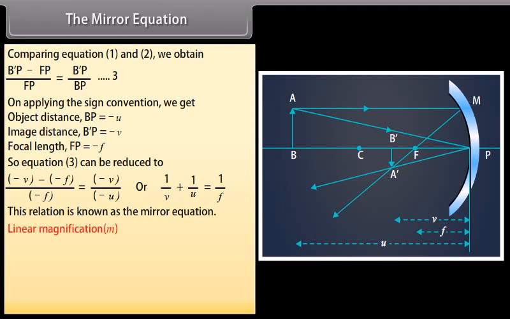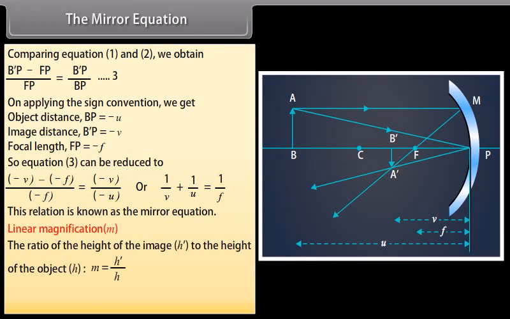Linear magnification, m. The ratio of the height of the image, h', to the height of the object, h, m is equal to h' by h. For the given figure, linear magnification is minus v by u.